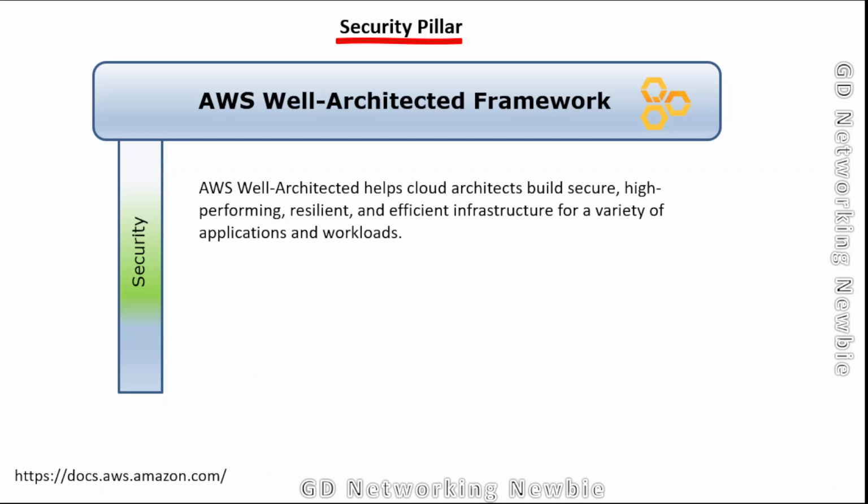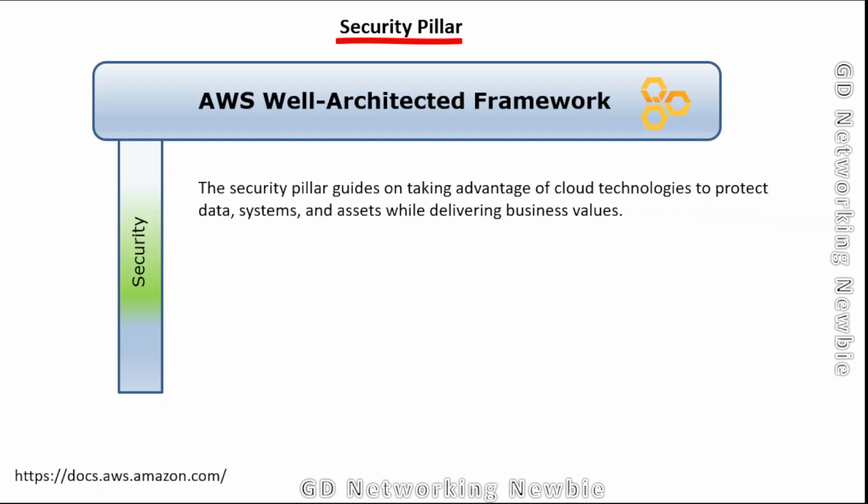This is to provide help to cloud architects, and the Well-Architected Framework provides a set of questions and design principles across 6 pillars. We are going to discuss one of the pillars, that is security. Now the security pillar guides on taking advantage of cloud technologies to protect data, systems and assets while delivering business value. So its job is to provide guidelines as best practices so that we can secure our data, our assets in the cloud.